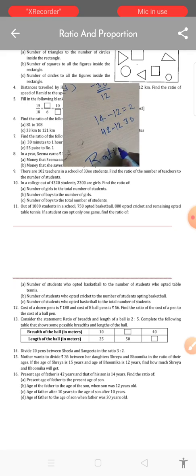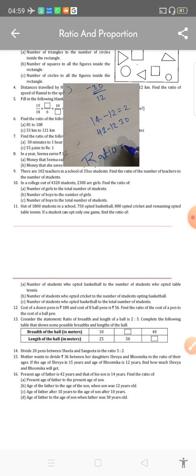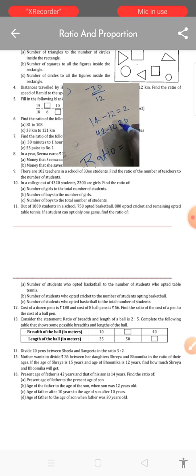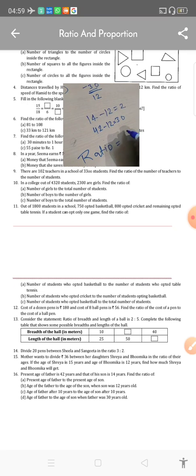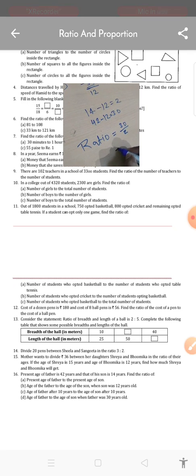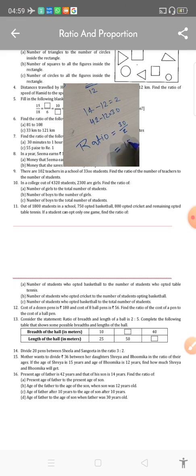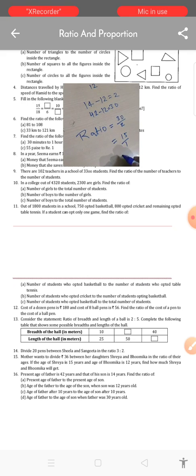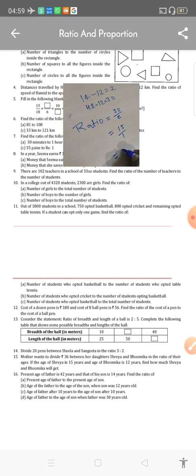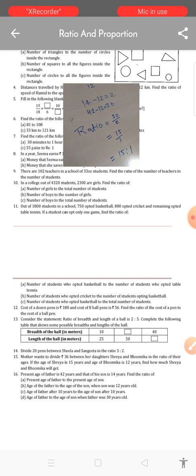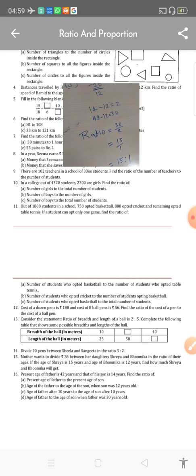The ratio of their age 12 years ago, when father's age is 30 years, is 30 by 2. This is equal to 15 by 1. Or you can write 15:1 as the required ratio when father was 30 years old.